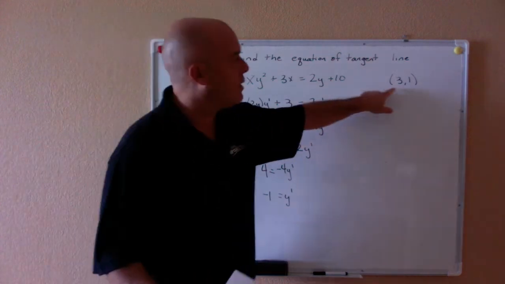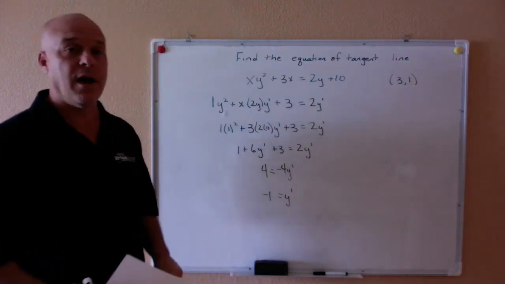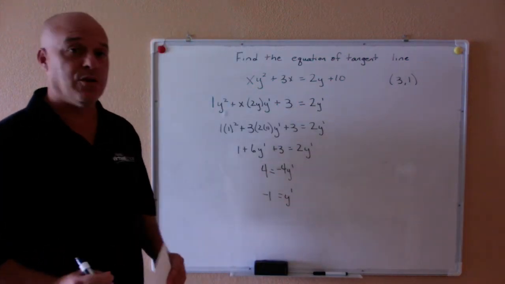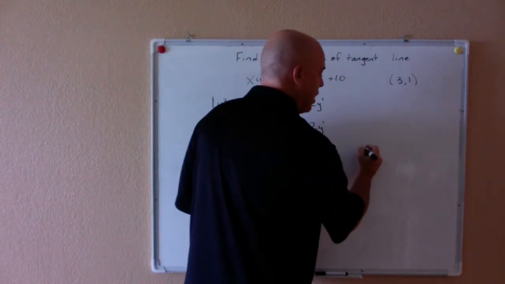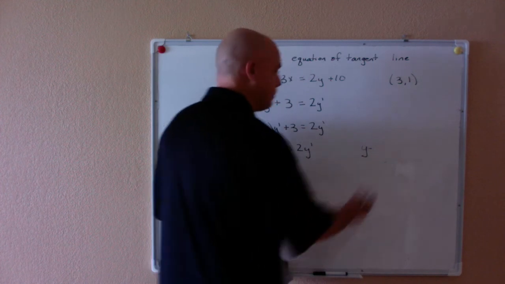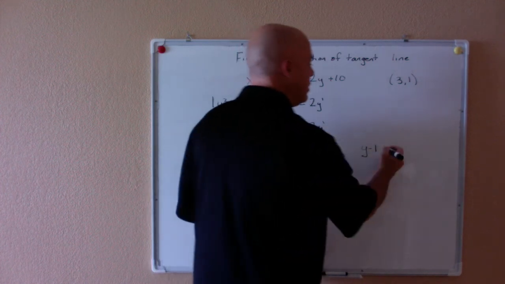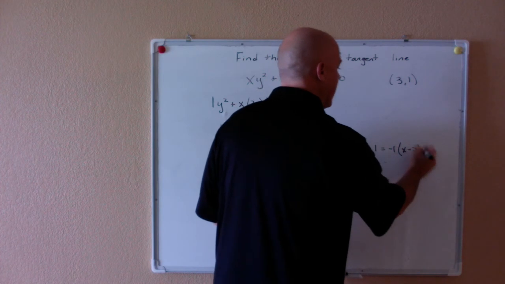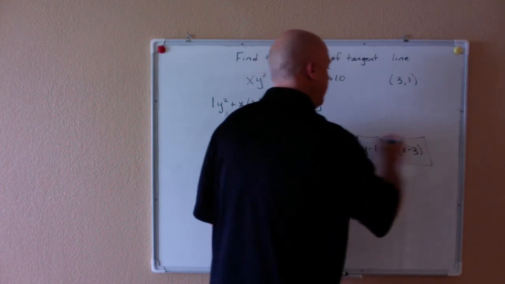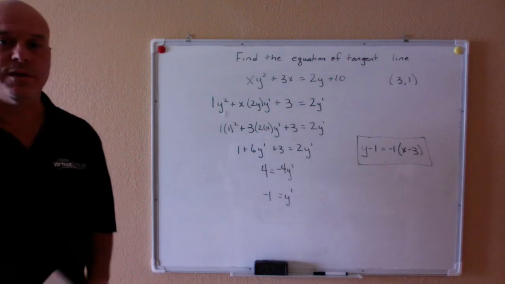So now I have the point that I'm working with. I have the slope of the line that I'm working with. So now I'm ready to write the equation of the tangent line in point-slope form. The equation of the tangent line is going to be y minus y1, which is 1, equals the slope, which was negative 1, times x minus 3. There's my equation for the tangent line.